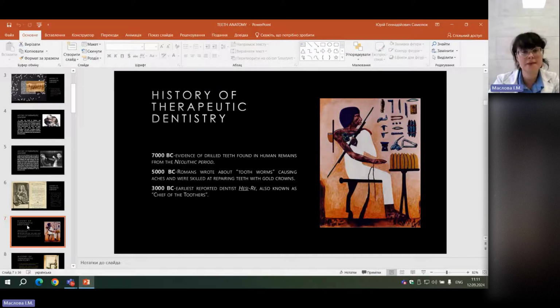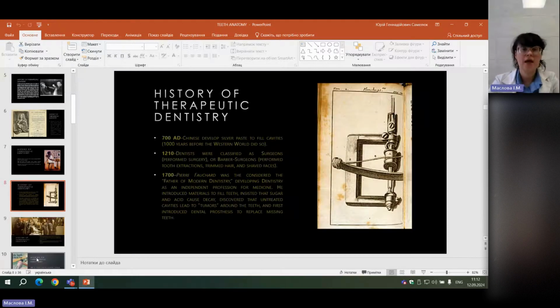7,000 BC, evidence of drilled teeth found in human remains from the Neolithic period. 5,000 BC, Romans wrote about tooth worms causing decay and were skilled at preparing teeth with gold crowns. 3000 BC, earliest reported dentist, Hesi-Re, also known as chief of the toothers. In 700 AD, the Chinese developed silver paste to fill cavities 1000 years before the Western world did so.